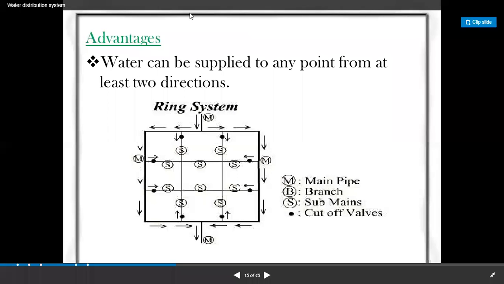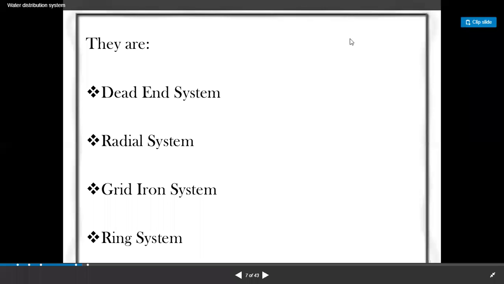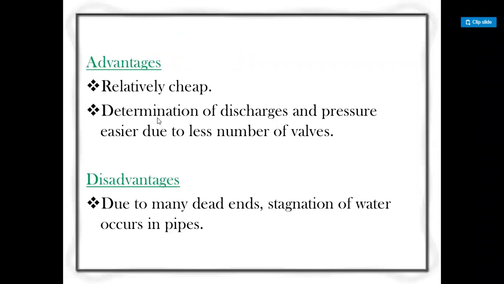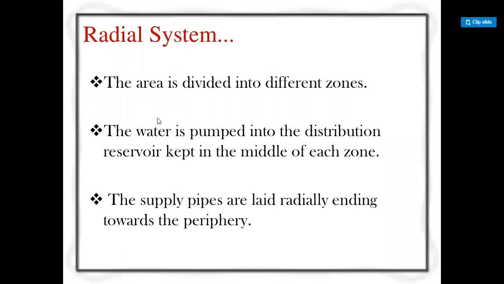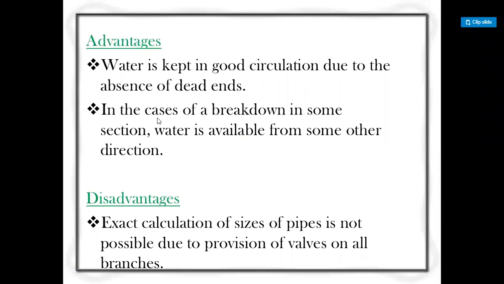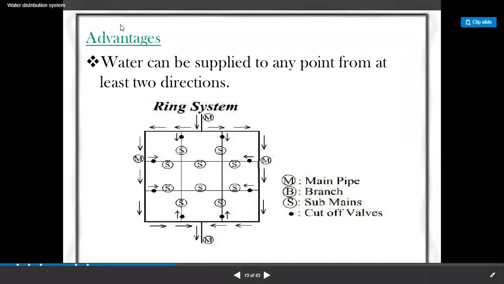These four are the methods or networks of water distribution. Now we just revise it again. In the layout of distribution network, there are four types of layout. First layout is the dead end system. Then second is the radial system. Then third is the gridiron system. Then fourth is the ring system. It is very easy to understand. Hope you all get these distribution network systems.